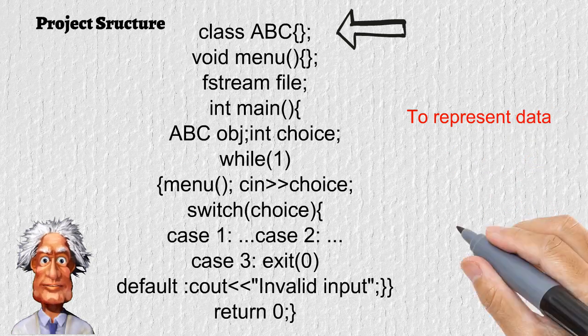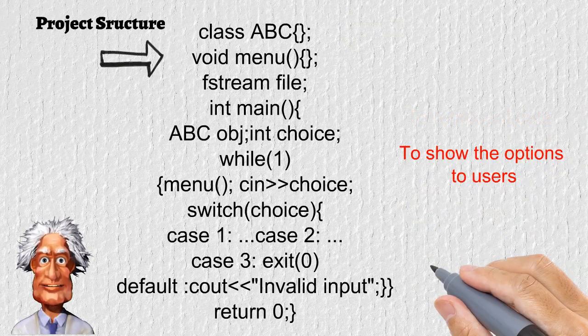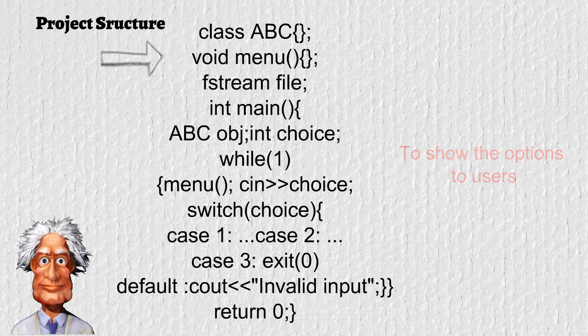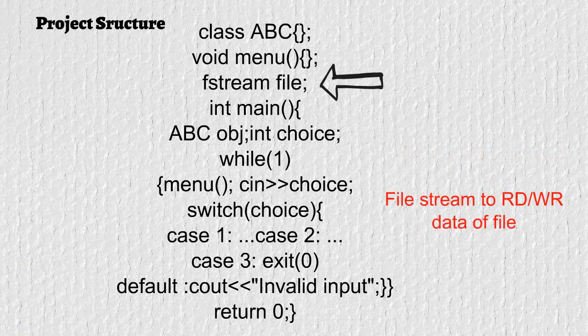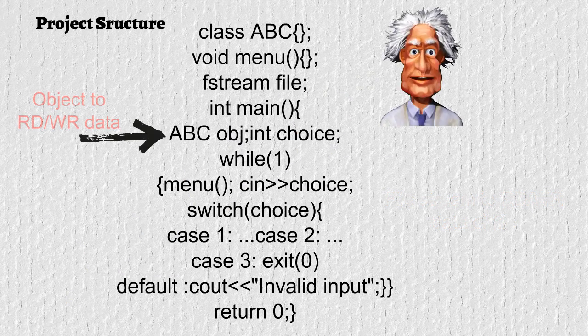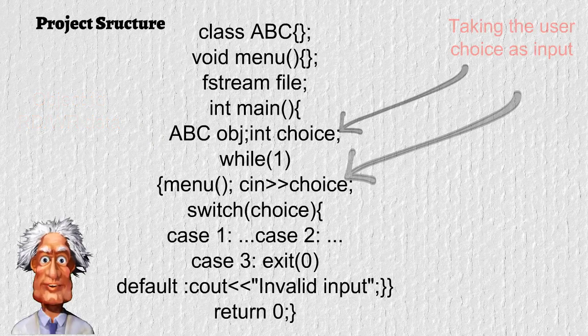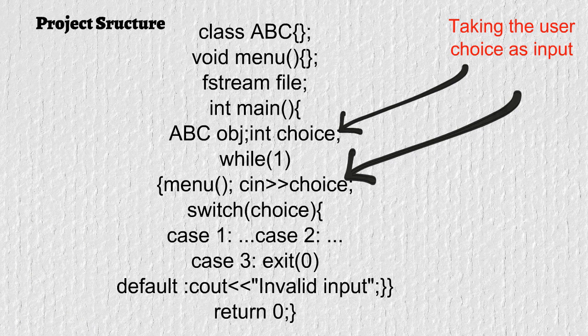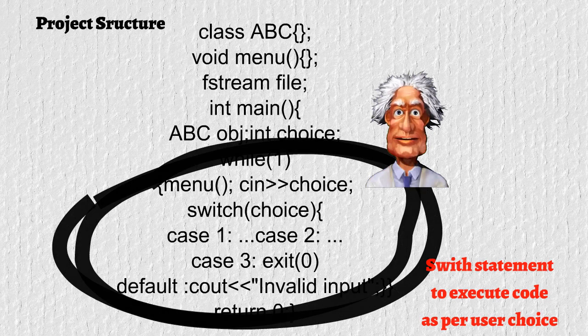Class to store the data. Menu function to show the options to the user. File stream to read and write data of the file. Object to work with the data. Choice variable to store the user option. Switch statement to execute the code as per the user's choice.